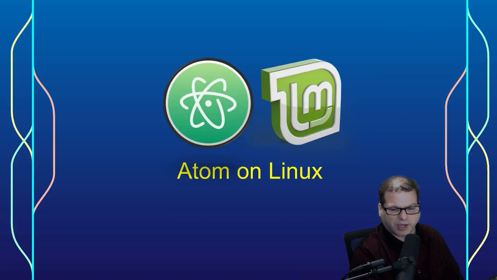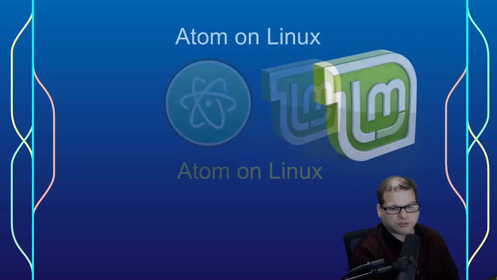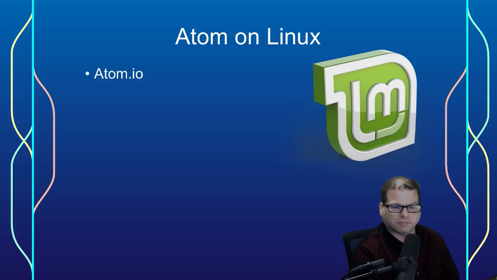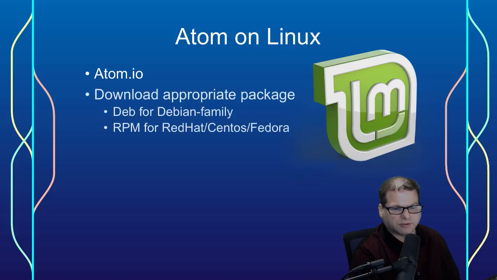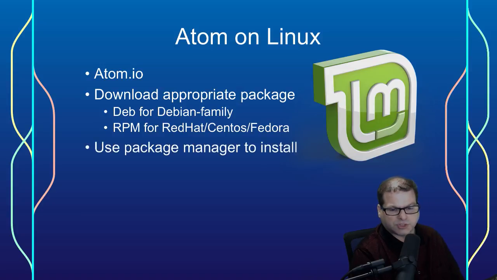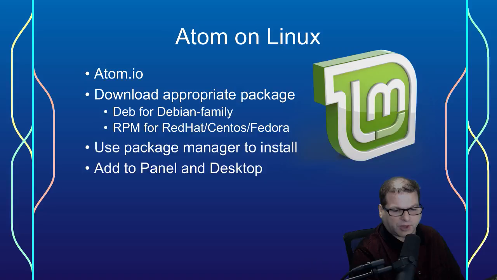All right, let's move along to Atom on Linux. In particular, I'll be demonstrating this using Linux Mint. Again, go to the atom.io website and download the appropriate package. There should be two options. The first option will be a deb package for the Debian family distributions, and an RPM version for the Red Hat, CentOS, Fedora crowd. Simply use your package manager to install the Atom package. Once Atom is installed, I like to add the Atom icon to the panel and the desktop.